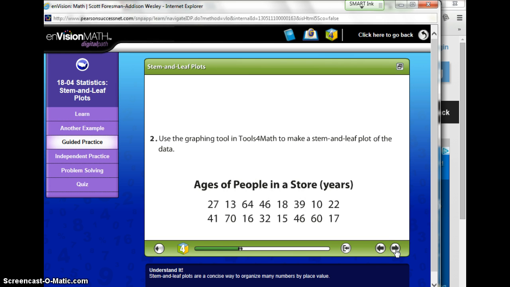Okay, so we are going to make one. Now it says we can use the graphing tool on this website, but I don't want to do that because I feel like it's going to be easier if we draw one out. Because I'm recording this lesson, now that I think of it, I'm going to have to write it out.